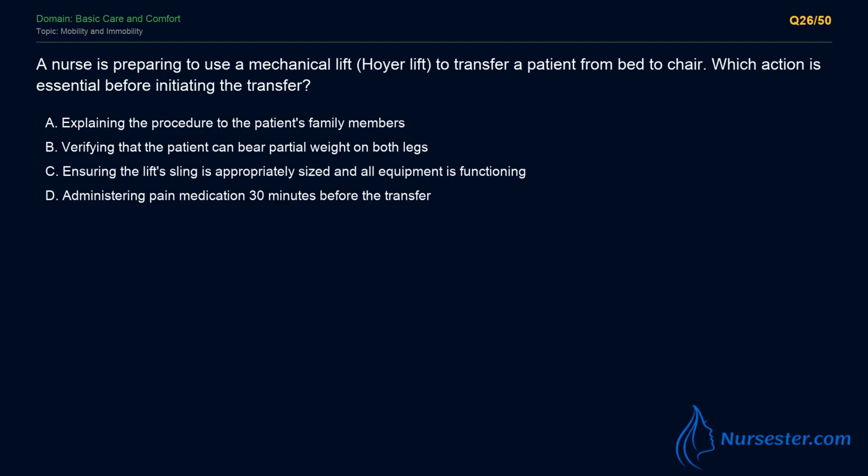Question 26. A nurse is preparing to use a mechanical lift, Hoyer lift, to transfer a patient from bed to chair. Which action is essential before initiating the transfer? Option A. Explaining the procedure to the patient's family members. Option B. Verifying that the patient can bear partial weight on both legs. Option C. Ensuring the lift sling is appropriately sized and all equipment is functioning. Option D. Administering pain medication 30 minutes before the transfer.